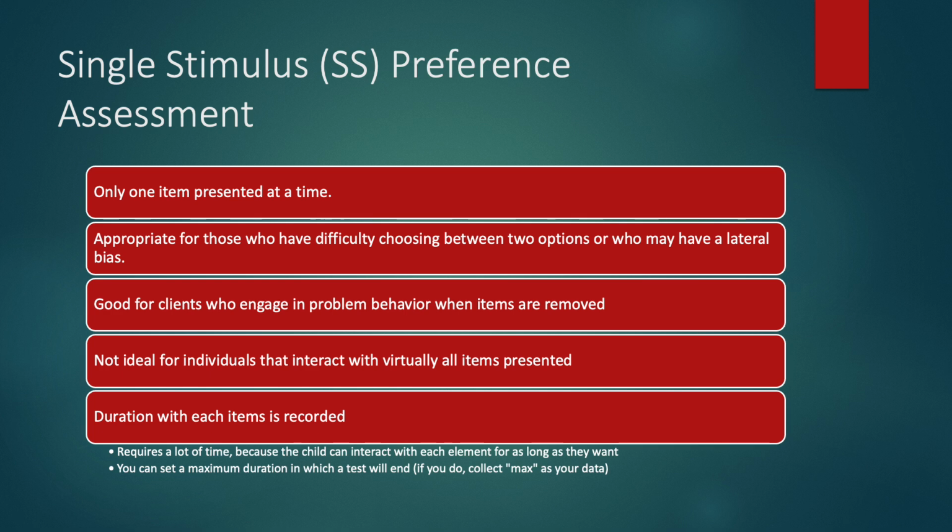For the different reasons that I mentioned in this slide, such as the client is allowed to interact with the item for as long as they would like to, this is a very time-consuming preference assessment. It is going to take a really long time for you to get through all of the different stimuli if the client spends a long time engaging with each item. So that is something that you want to consider when you are going to be running the single stimulus preference assessment.